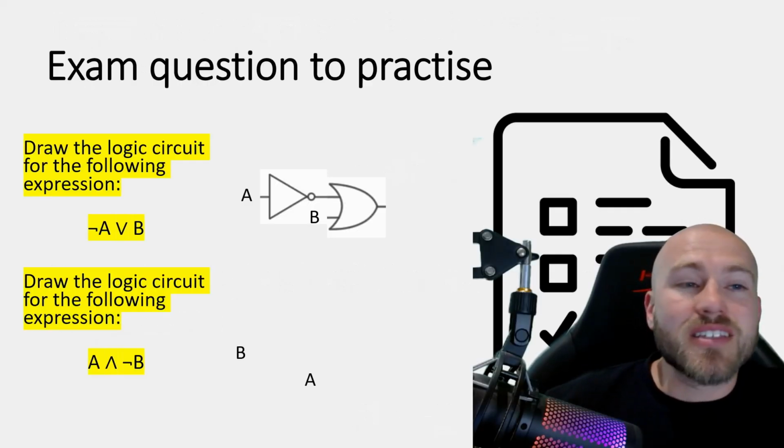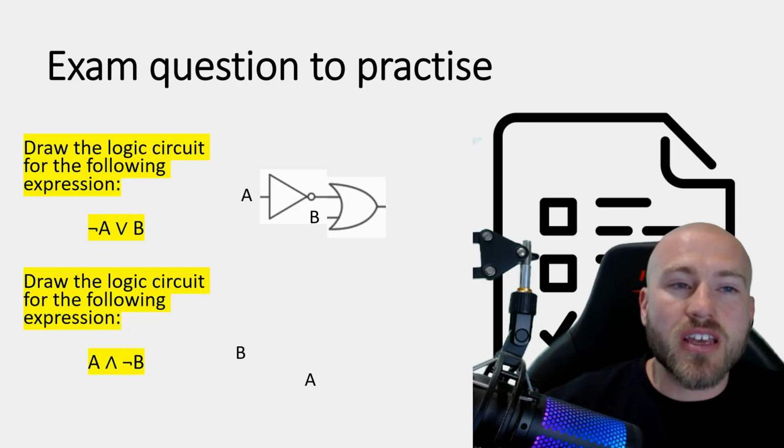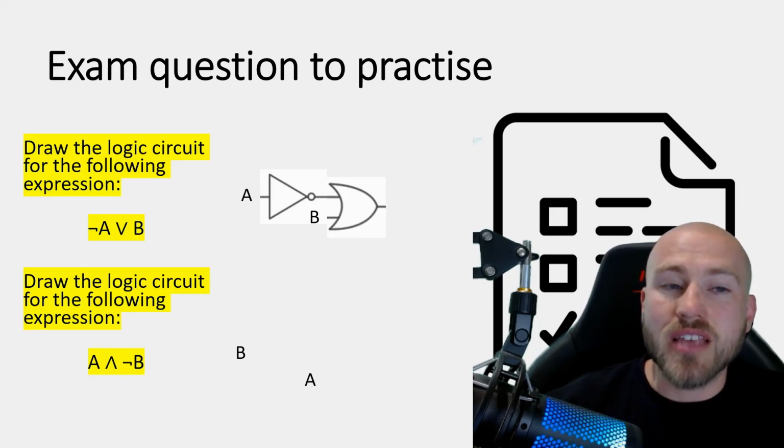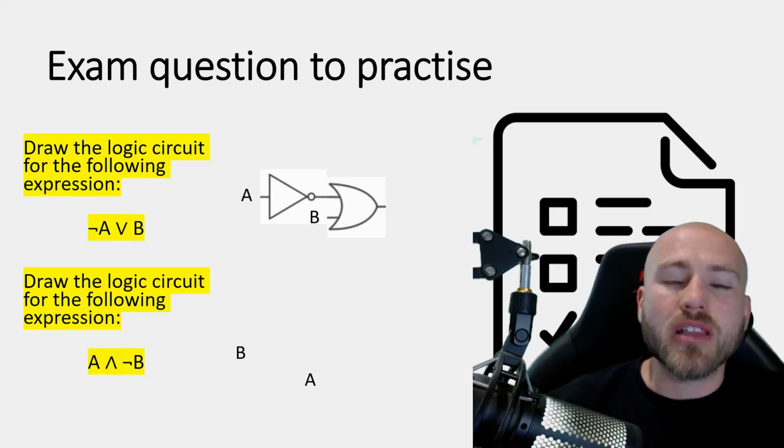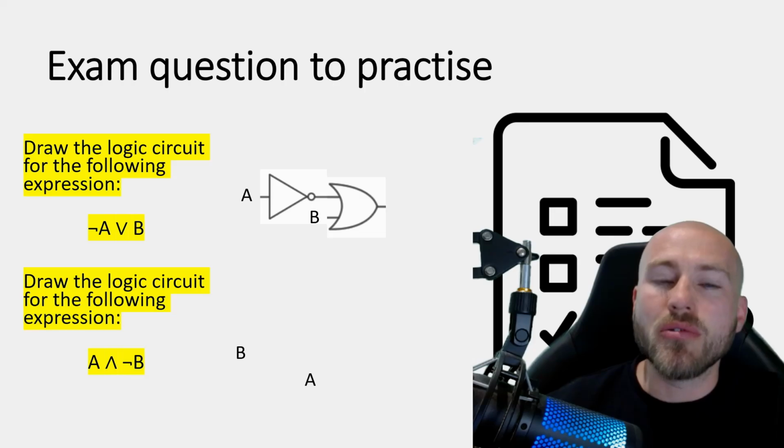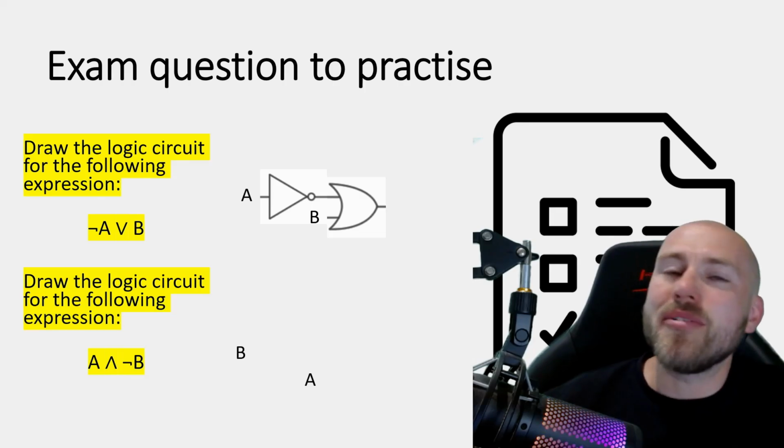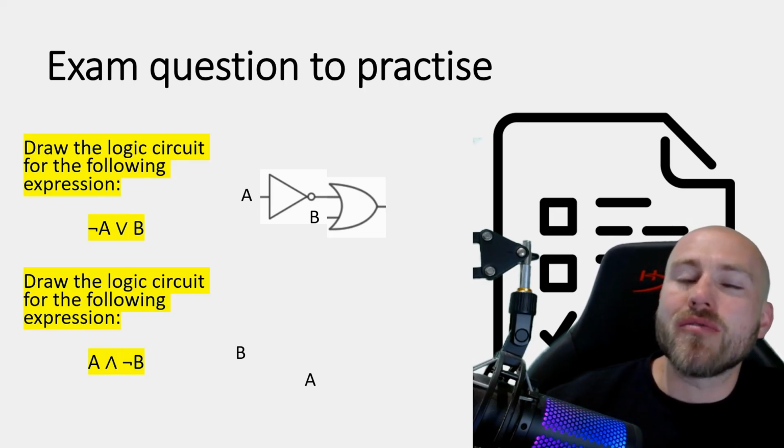Okay, let's go through the answers then. So the first one was draw the logic circuit for the following expression, not A or B. So it would look like this. You've got A going into the NOT gate, and then you've got both feeding into the OR gate. Maybe you could have a little practice drawing the truth table out for that one as well.